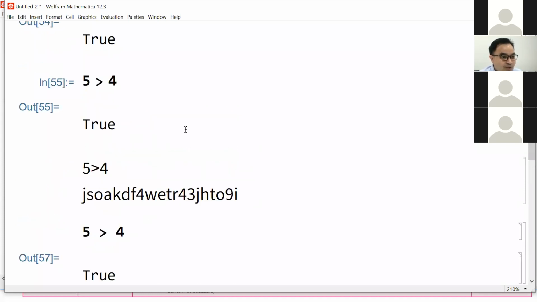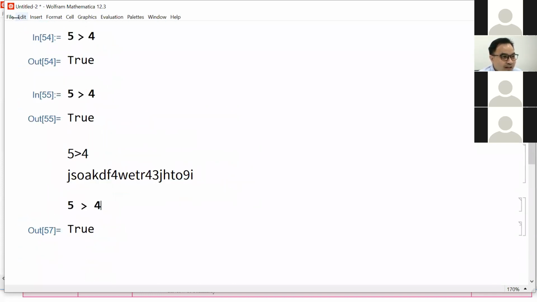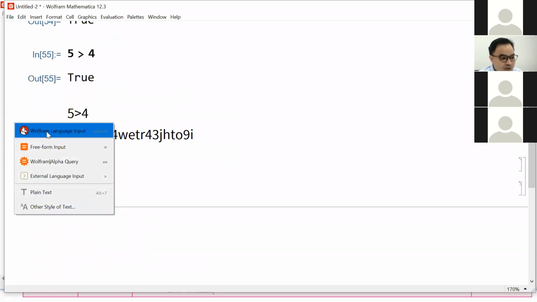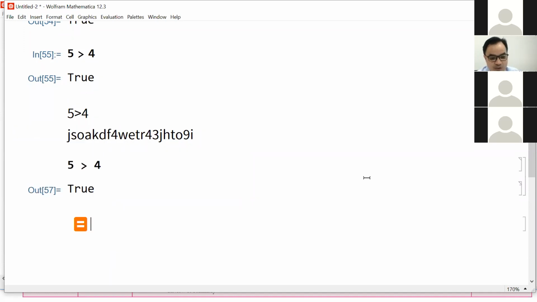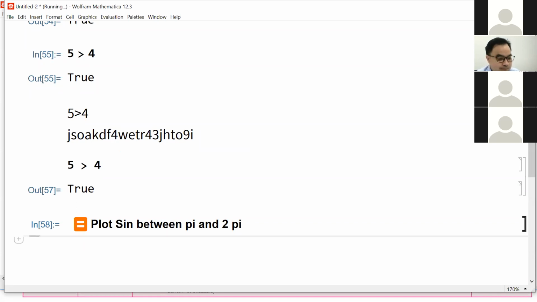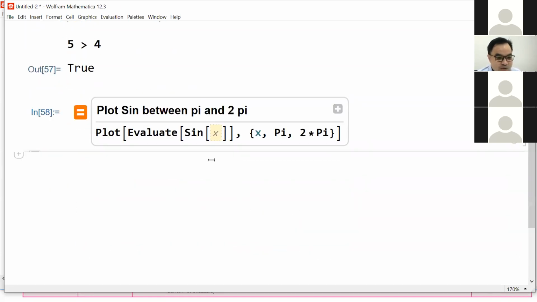So if you don't know the thing that you want to do, okay, if you know what you're doing, you just do this. If you don't know, you can guess. So for example, I can do this. This is a mathematical operation, right? But let's say I don't know. I just want to do this. Plot sine between pi and 2 pi. Okay, this is English language. So let's see if we can do that. Is this what you want? Evaluate sine of x. Okay, so this is actually what you would need to do if you knew what you're doing.